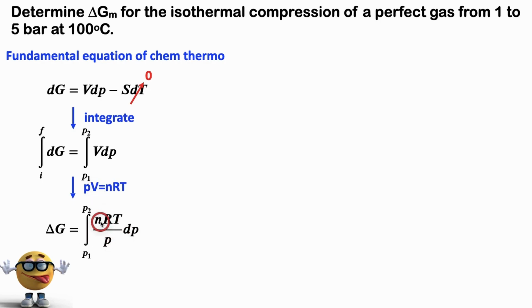Now, this we can integrate. n, R, and T are all constant, so they get yanked out of the integral. We now have the integral of 1 over P, which is ln P. So we can evaluate the integral right here. Remember our limits of integration.